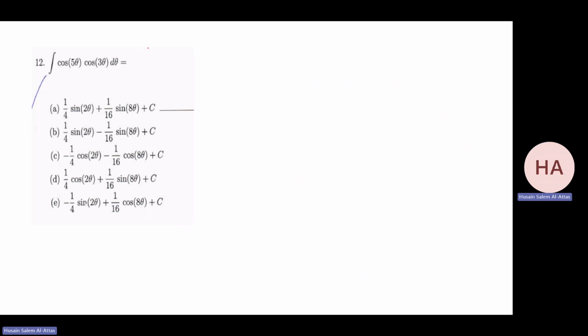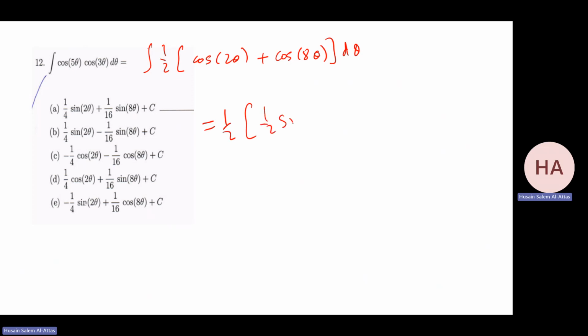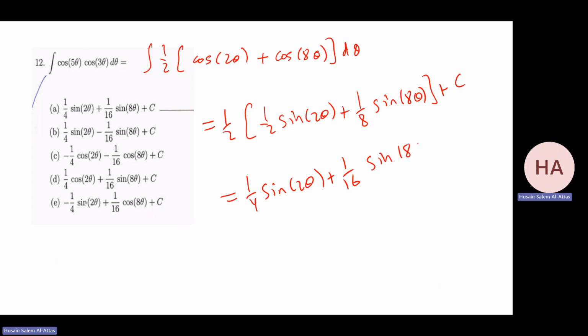And that will be what? Half cosine the difference plus cosine the sum, which is 8 theta, d theta. That will be half of what? What's the integral of this? Half sine 2 theta plus 1/8 sine 8 theta plus c. That's going to be 1/4 sine 2 theta plus 1/16 sine 8 theta plus c, which is this one.